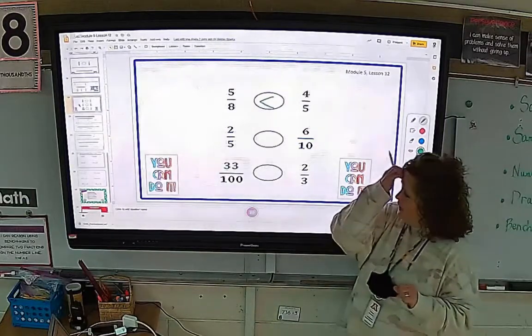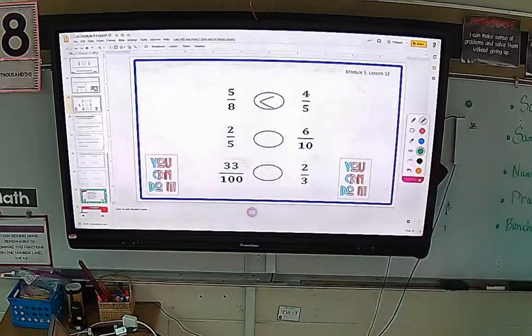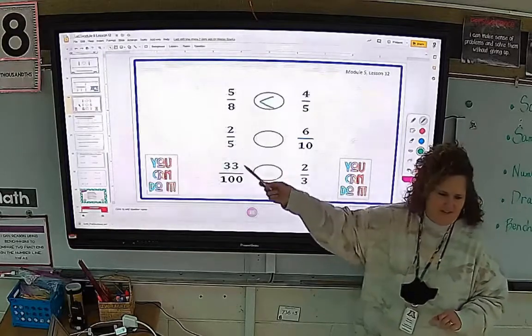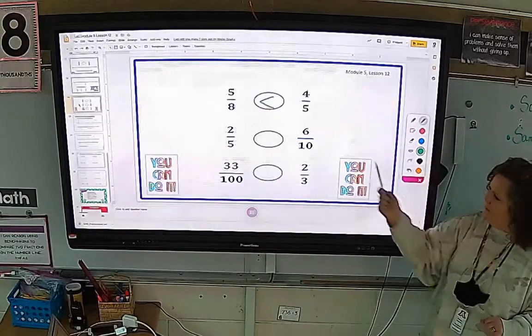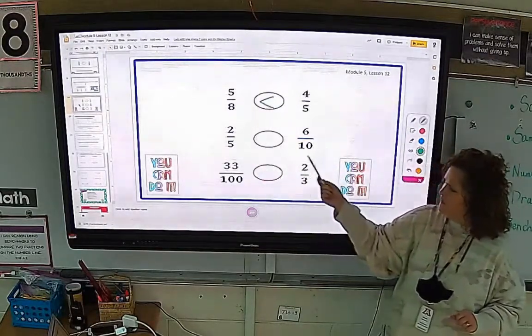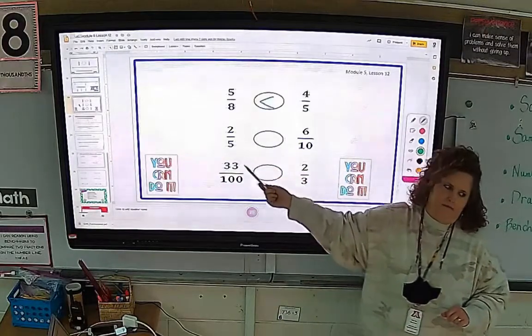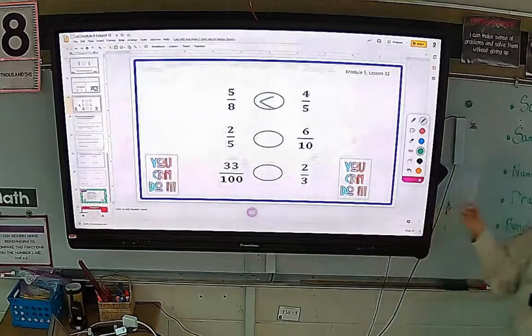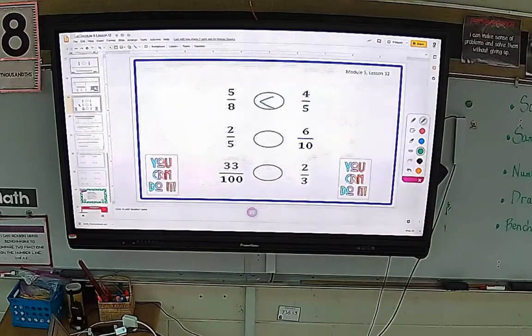What about, and you know what? Never mind. Okay. All right. I forget that I don't have fifths, so there's the time. All right. What about this one? What about this one? All right. Everybody's looking and thinking. Everybody's choosing some way to think through this. Okay. 2/5, 6/10.